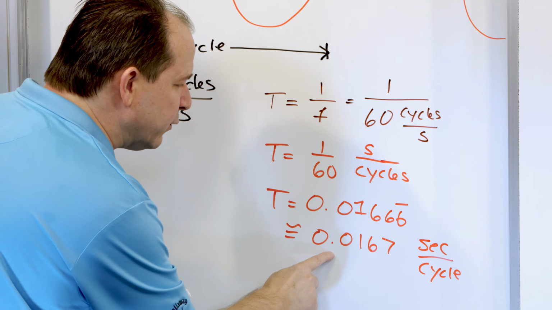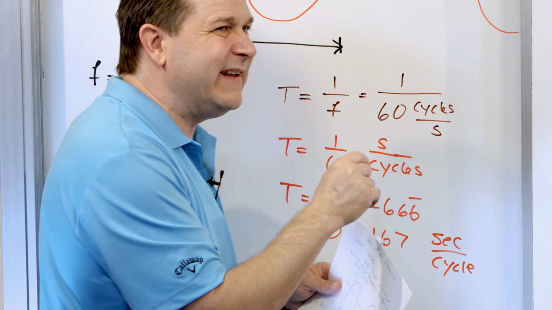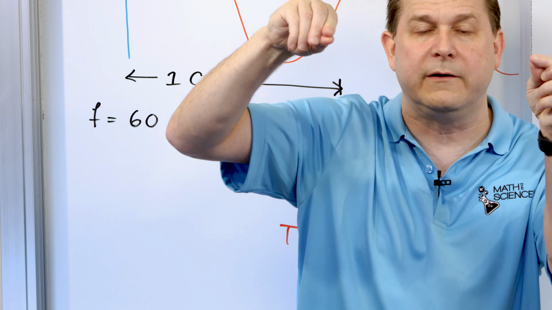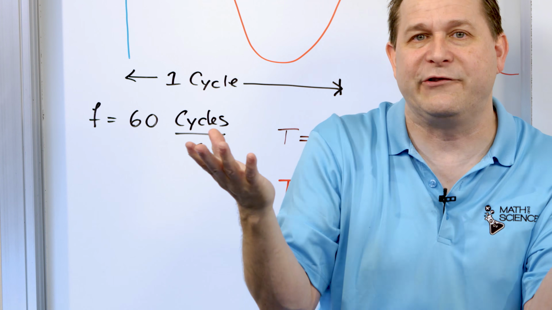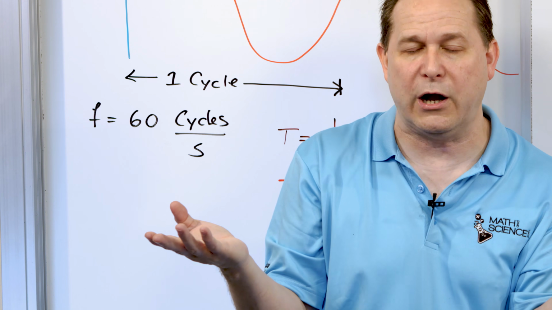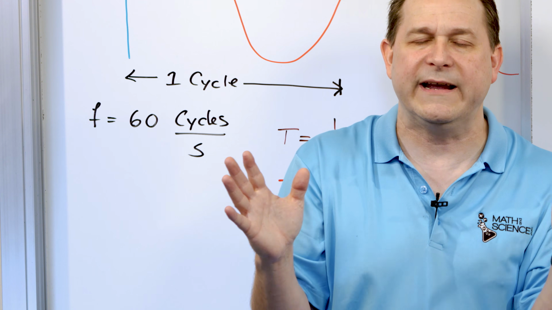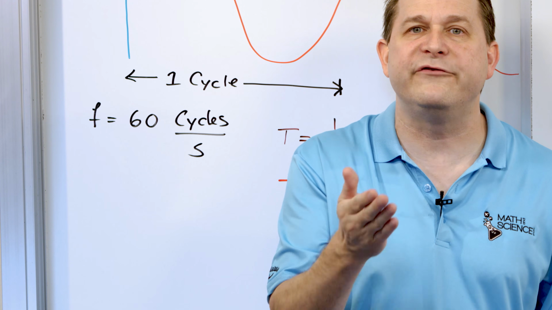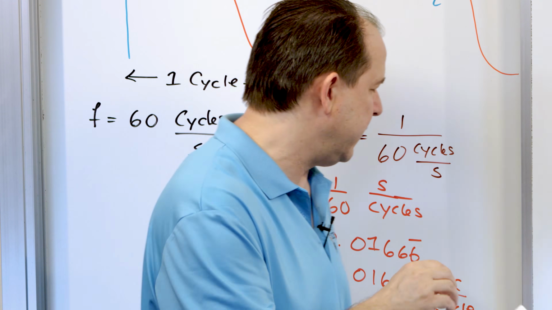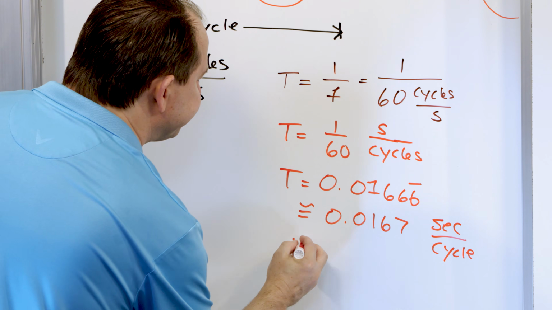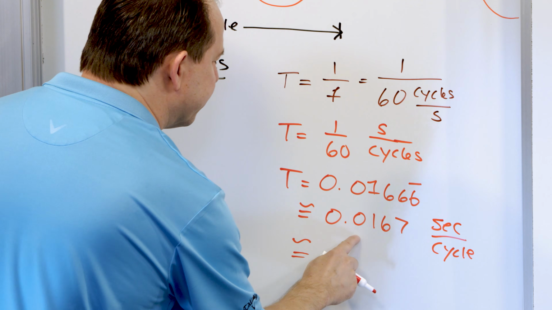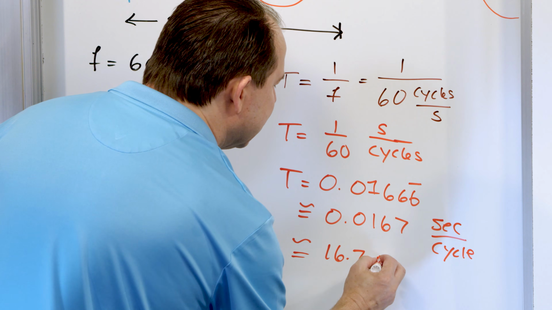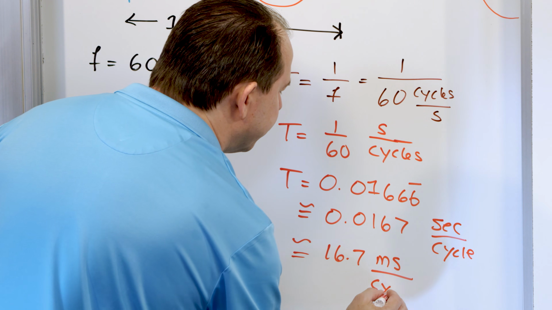Now, 0.0167 is a tiny fraction of a second. That means that the electricity takes that long to switch directions and begin to repeat the cycle again. And that is such a small fraction of a second that we just don't notice the pulsating that's going on. And if you want to turn this into milliseconds, you can move the decimal 1, 2, 3. That's going to be 16.7. Again, that's rounding, milliseconds per cycle.